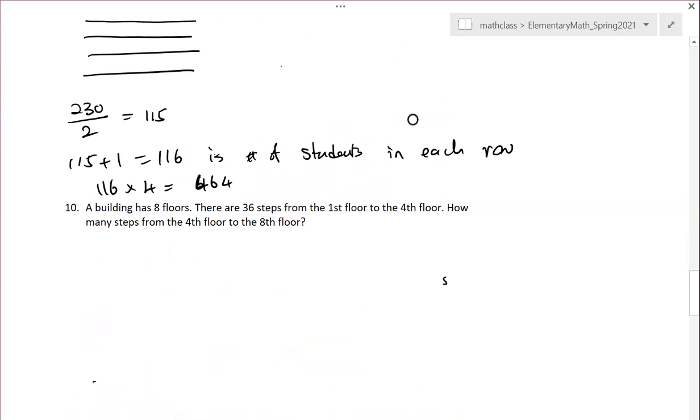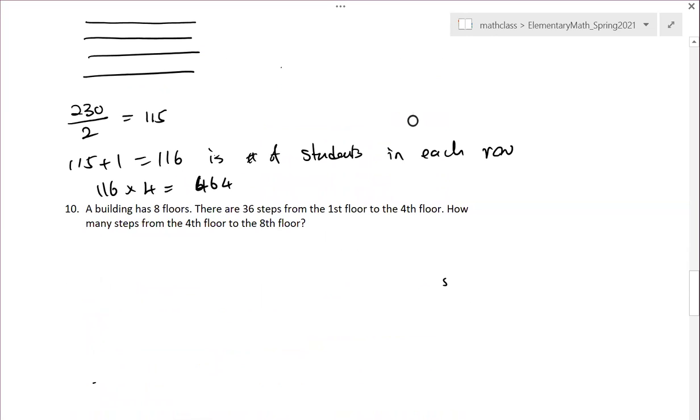Then let's try the next one. A building has 8 floors. There are 36 steps from the first floor to the 4th floor. And how many steps from the 4th floor to the 8th floor? The question is, what's the definition of the first floor? First floor is at the bottom, okay? So this is the first floor. It's on the ground. Then second, third, just go all the way up, okay? So how many steps from the 4th floor to the 8th floor?